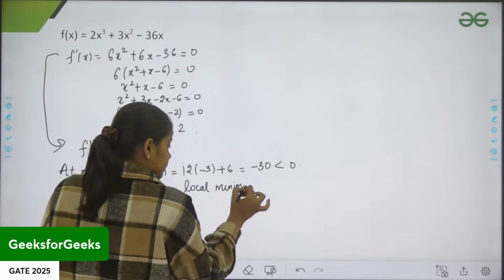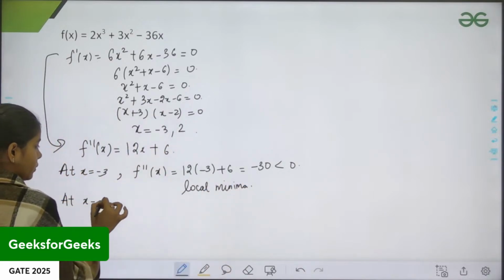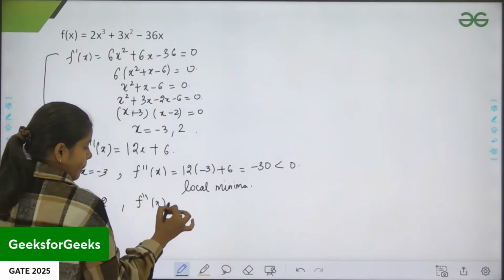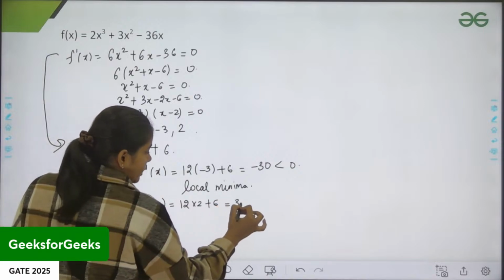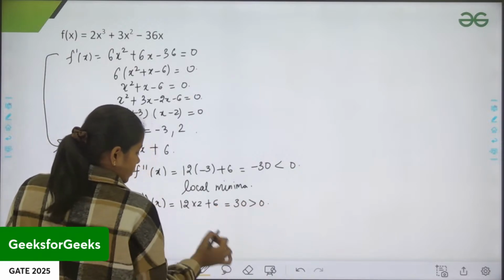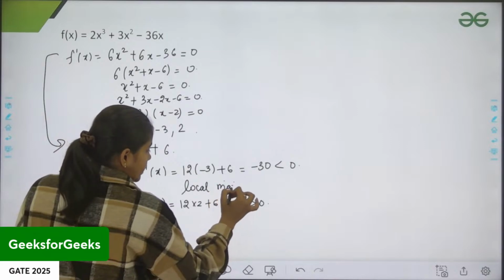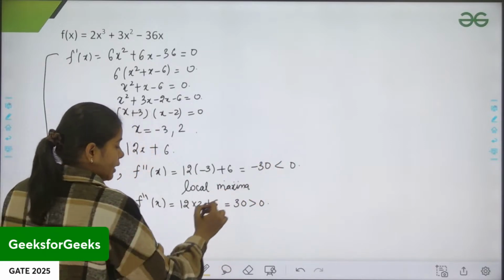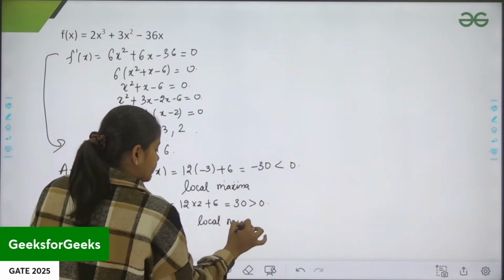Local minima, right? At x equals 2, let's take the double derivative sign. f double dash x is 12 into 2 plus 6, that means 30, which is greater than 0. Okay, sorry, this is local maxima. Just remember this: when it is less than 0, it is maxima, and when it is greater than 0, it is minima. So we get local minima.